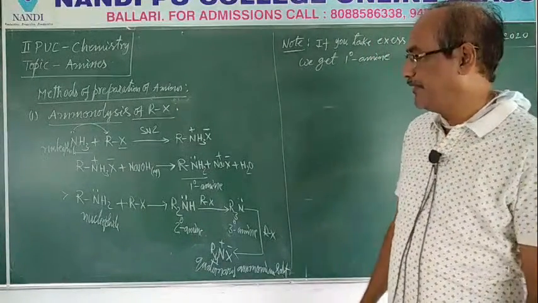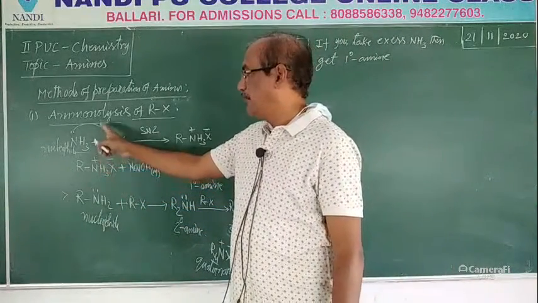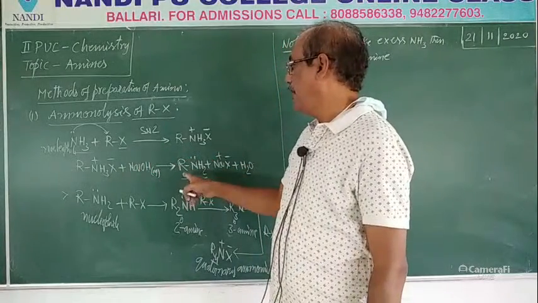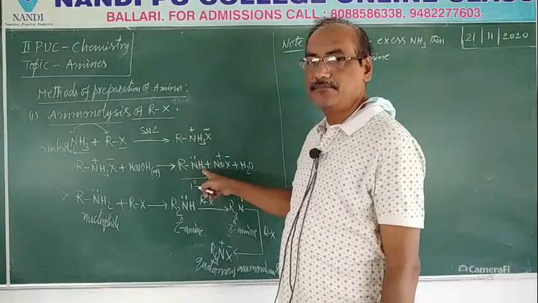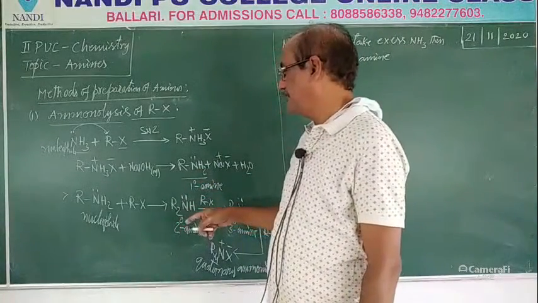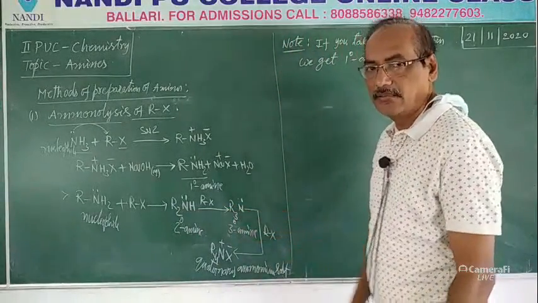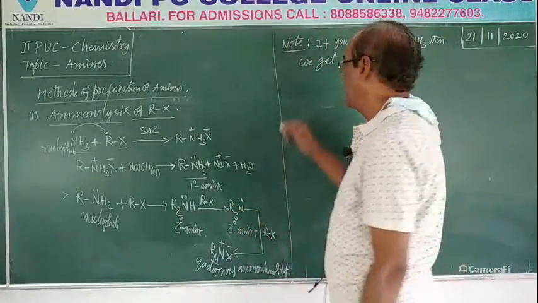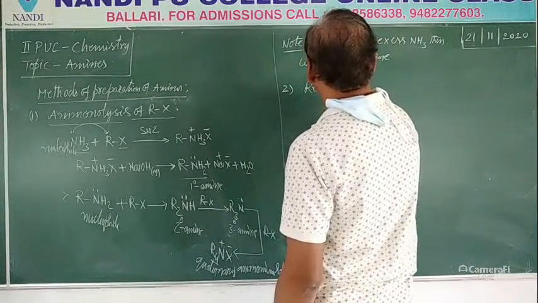Why? Because when you take excess ammonia, this will take alkyl halides and convert them to primary amines. So it can avoid the conversion of alkyl halides into secondary and tertiary amines, right? This is the first one, ammonolysis. Second one, children, reduction methods.